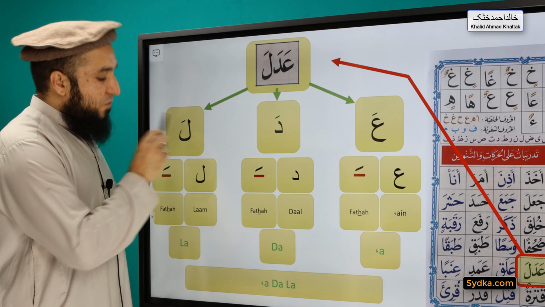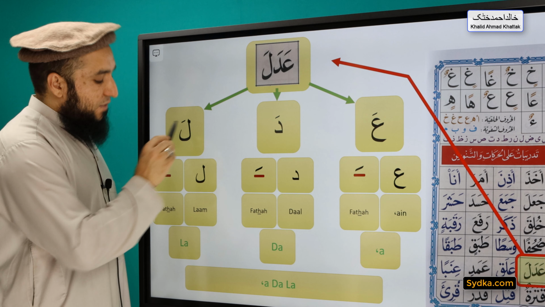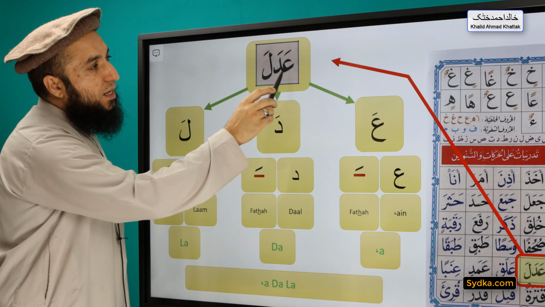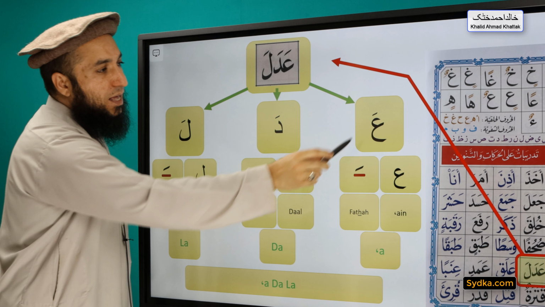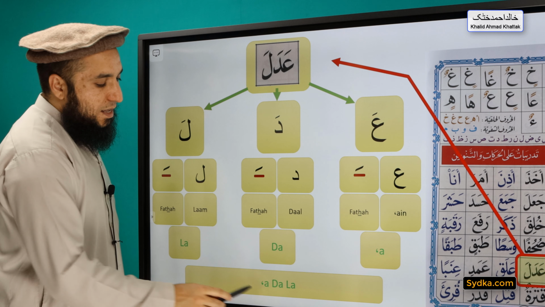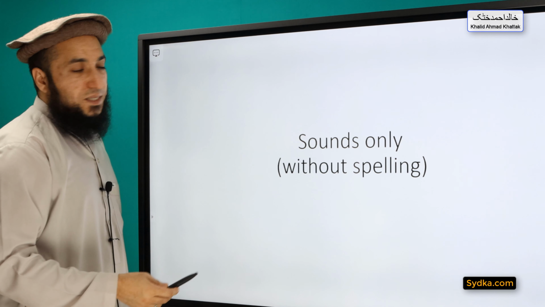Lam is not silent and we have fatha. Lam fatha, la. So now we combine these three syllables. We have adala. Adala. So the next three slides would be sounds only.